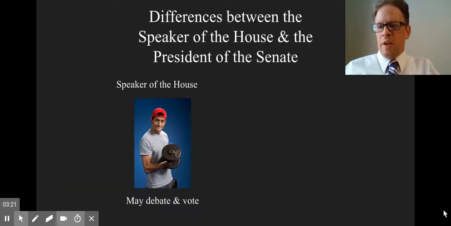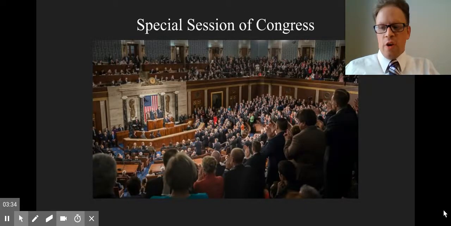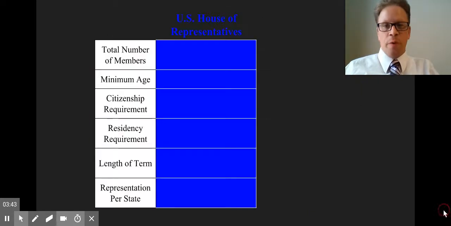While the Speaker may debate and vote on any issues they might want, the President of the Senate may not actually debate and actually only votes to break ties. While Congress generally chooses its own sessions, the President may actually call Congress into a special session, which is a special meeting to deal with some type of emergency situation, is usually what it's reserved for.